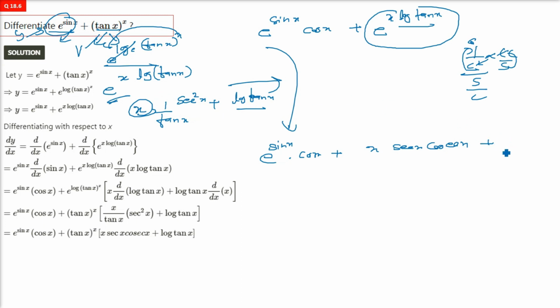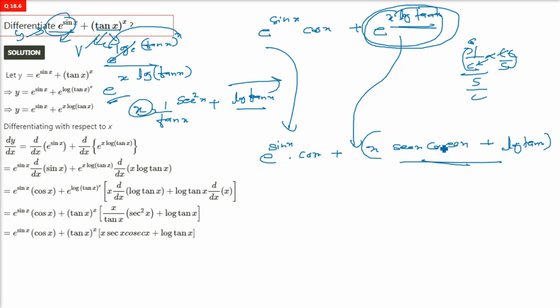And as I told you, e to the power x log tan x, the whole differentiation is this, but still we have this e to the power x log tan x always there. But since we have ourselves converted tan x to the power x as e to the power x log tan x, you can always write it as tan x to the power x, because it is essentially like that only, because we did that, right? So that is how you can do it, and you can do it separately also, as I told you.